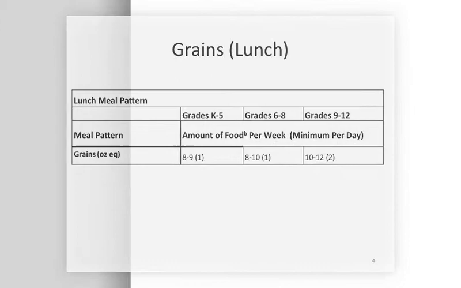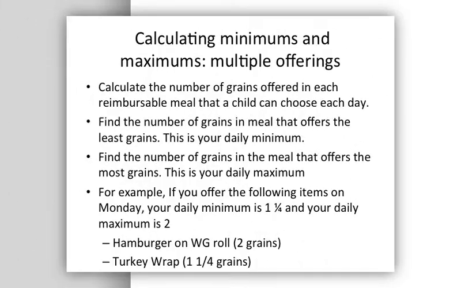For grades 9 through 12, the weekly minimum is 10, the weekly maximum is 12, and the daily minimum is 2 grains. How will this work if you offer several options for reimbursable meals that contain different grain equivalents? Determine the number of grains offered with each reimbursable meal that the child can choose each day. The meal with the fewest grains has your daily minimum. The meal with the most grains has your daily maximum.